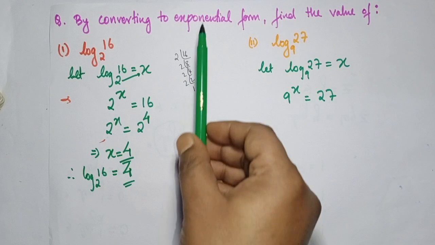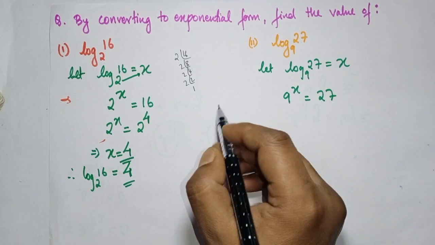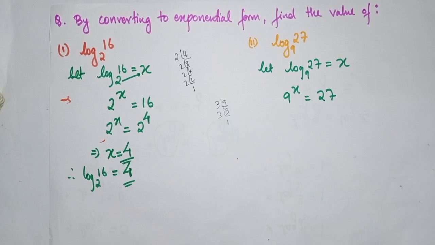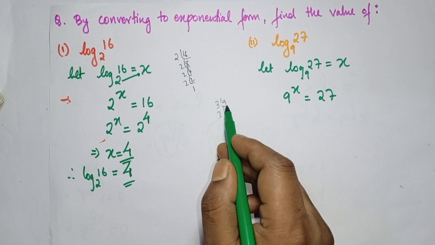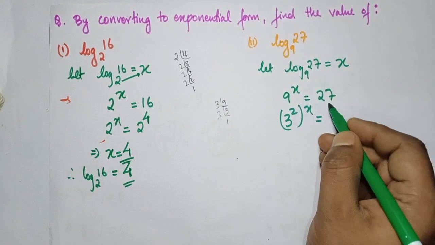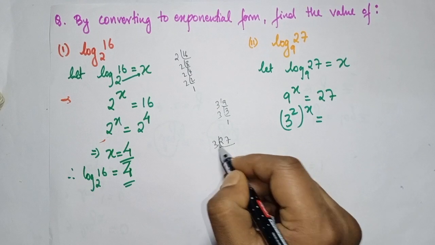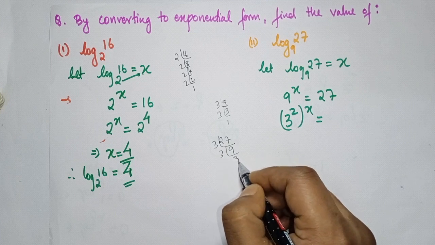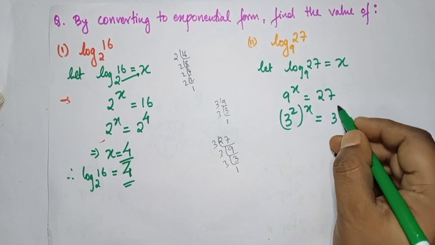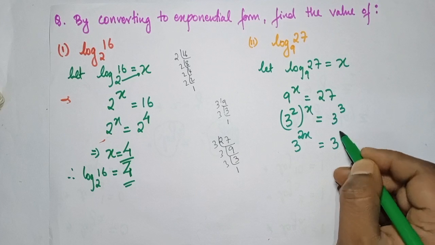Now since we have to change into exponent form, we always have to change to the lowest base. We'll do the LCM of 9. 3 3s are 9, 3 1s are. So 9 I can write as 3 square, and outside we have x. Similarly I have to change 27 also. What will be the LCM of 27? 3 9s are, 3 3s are, 3 1s are. How many 3s are there? 3. So 3 to the power 3. Now what can I write? 3 to the power 2x equals to 3 to the power 3.